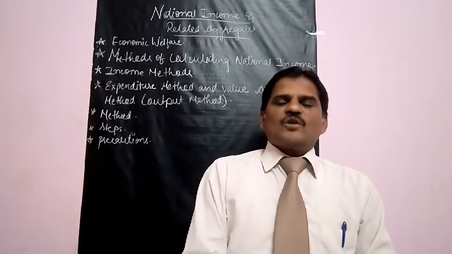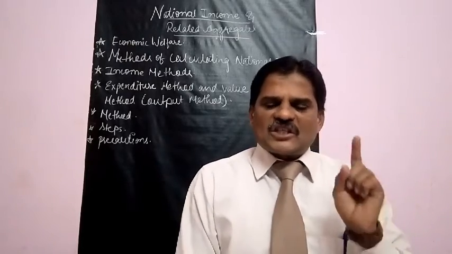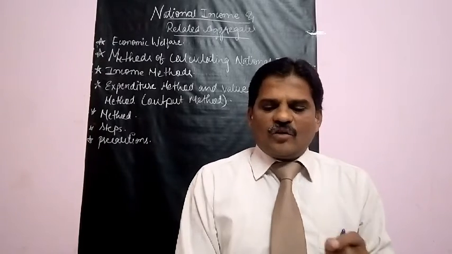So listen, students, expenditure method means here C plus I method. Expenditure method is also called C plus I method. So what is C plus I method? Let us see. It is that method which measures the final expenditure, I mean, the final expenditure on gross domestic product at market price during an accounting year.